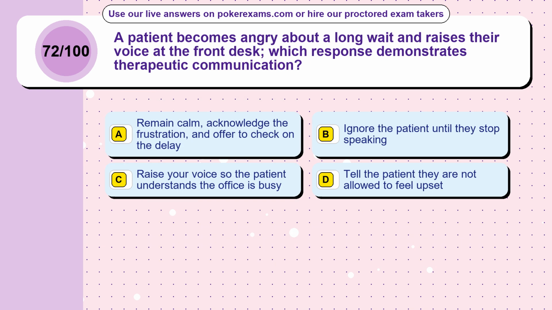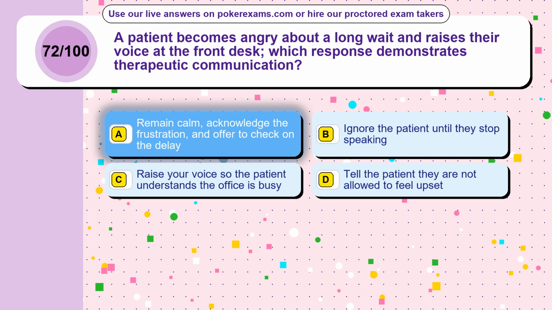Question 72. A patient becomes angry about a long wait and raises their voice at the front desk. Which response demonstrates therapeutic communication? Option A. Remain calm, acknowledge the frustration, and offer to check on the delay. Option B. Ignore the patient until they stop speaking. Option C. Raise your voice so the patient understands the office is busy. Option D. Tell the patient they are not allowed to feel upset. The correct answer is option A.